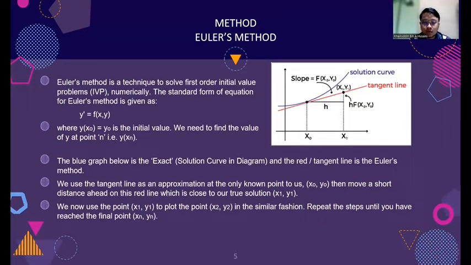The blue graph shows the true solution, and the red tangent line is the Euler's method. We use the tangent line as an approximation at the only known point to us, x0, y0. Then move a short distance ahead on this line, which is close to our true solution, x1, y1. We now use x1, y1 to plot the point x2, y2 in a similar fashion. Repeat the step until you have reached the final point xn, yn.